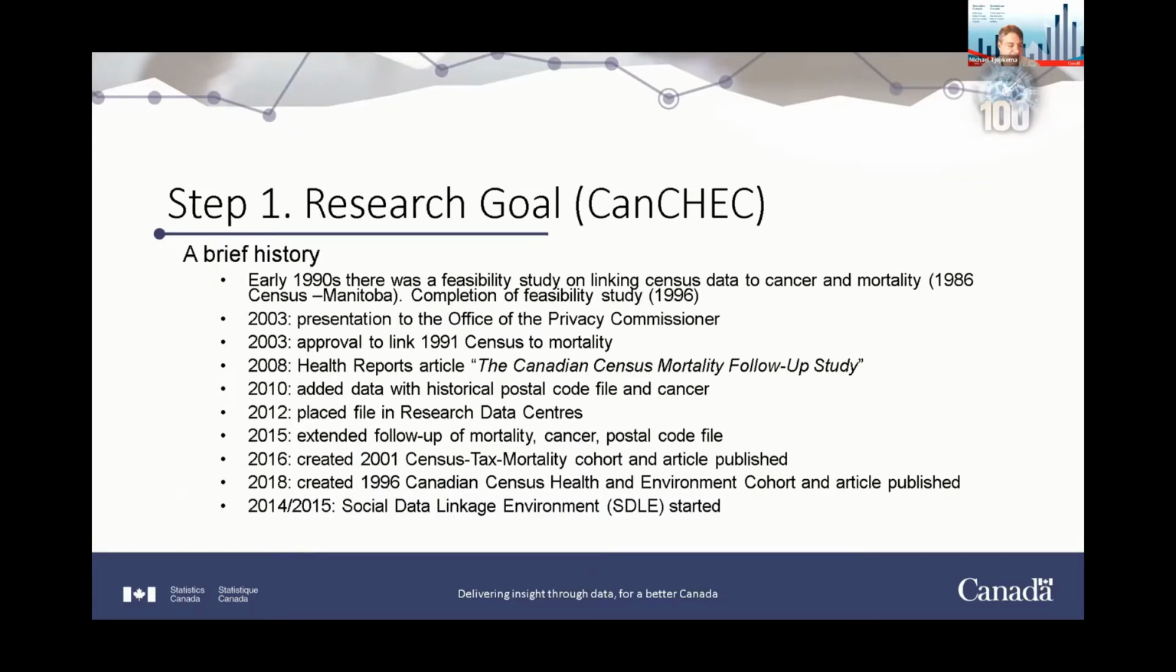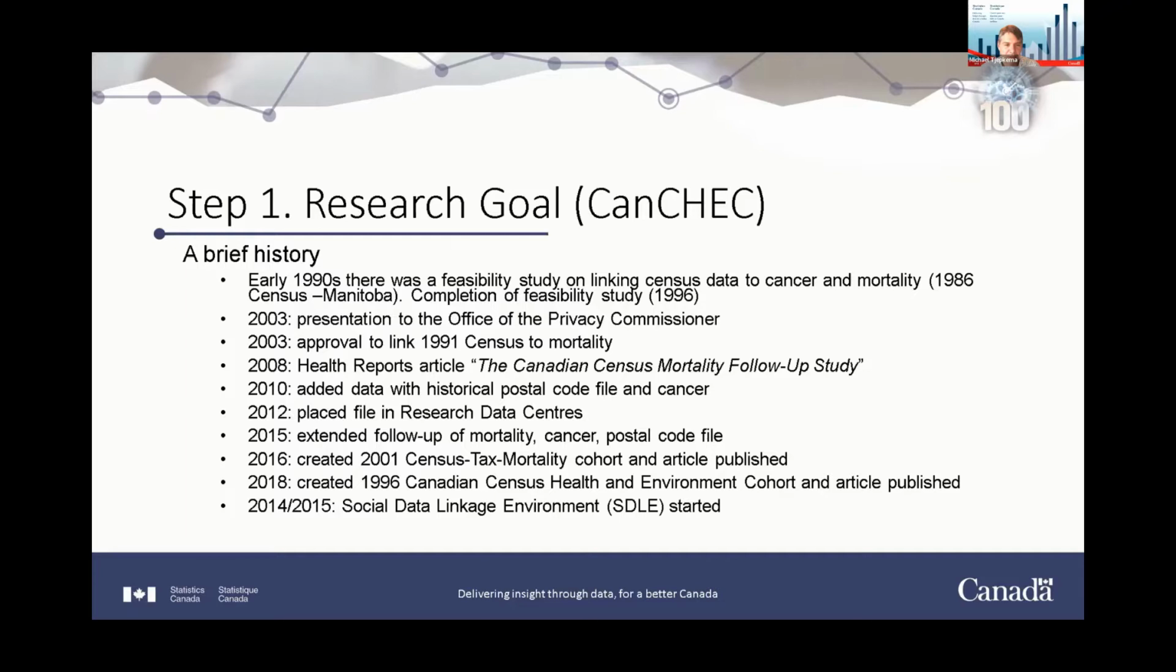For the CanCHEC, I'll just give a really brief history of how this data set became what it is today. For those that don't know, in the early 1990s, there was a feasibility study of linking the 1986 census to both cancer and mortality data. This was for some cancer registries in Manitoba, I believe, and they did a feasibility study, which was completed in 1996. A few years later, there was a presentation that was made to the Office of the Privacy Commissioner, because this is really the first time that we wanted to make a linkage with census data.